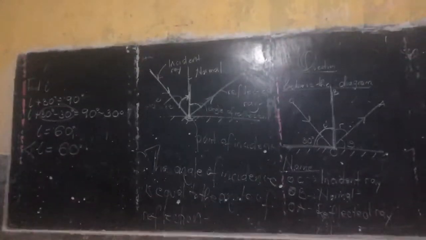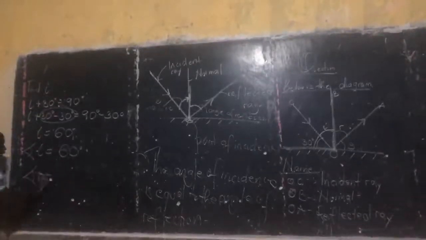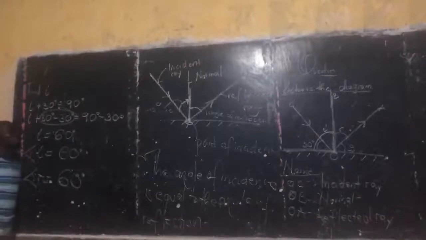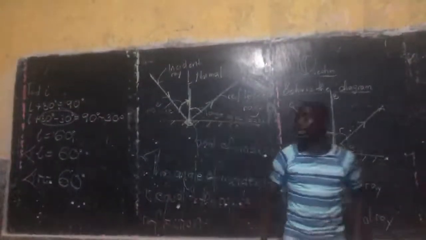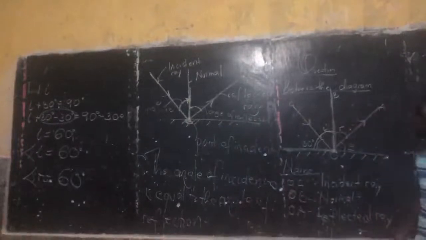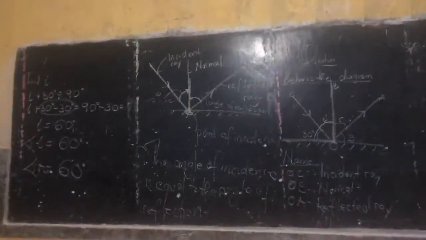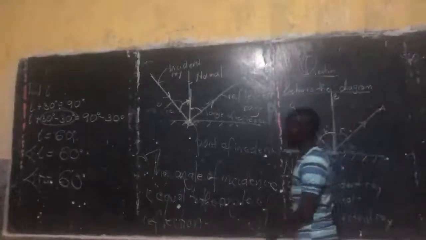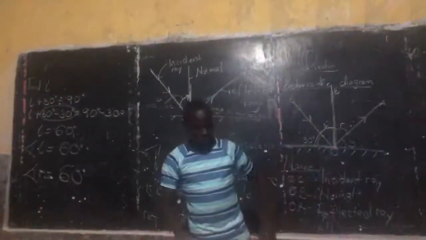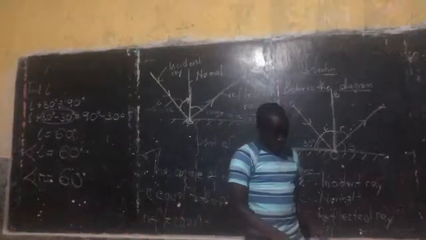Now find the angle of reflection. The angle of reflection is 60 degrees. The reason being the angle of incidence is equal to the angle of reflection. So that is how they do that one. So that is just reflection. We shall discuss more about reflection.